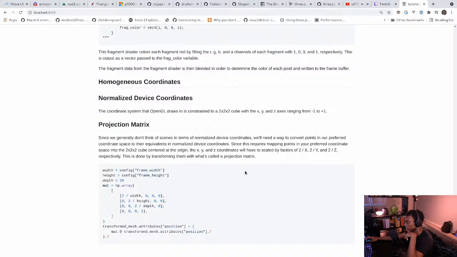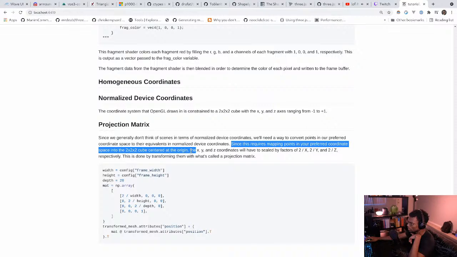Okay, so let me see how this reads. Since we generally don't think of scenes in terms of normalized device coordinates, we need a way to convert points from our preferred coordinate space to their equivalents in normalized device coordinates. Kind of don't like that this is repeated twice, but that's probably fine. Since this requires mapping points in your preferred coordinate space into the 2x2x2 cube centered at the origin, the x, y, and z coordinates will have to be scaled by factors of 2 divided by x, 2 divided by y, and 2 divided by z, respectively. This is done by transforming them with what's called a projection matrix.